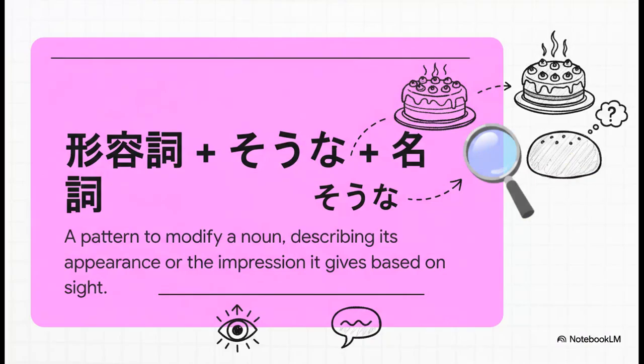So how does it work? The basic structure is super simple. You take an adjective, you tack on sō na, and you put that right before the noun you're describing. Now, the really important thing here is that you're communicating an impression. It's a visual guess, not a hard fact. And that's the whole point. It's the difference between a delicious cake and a delicious-looking cake.